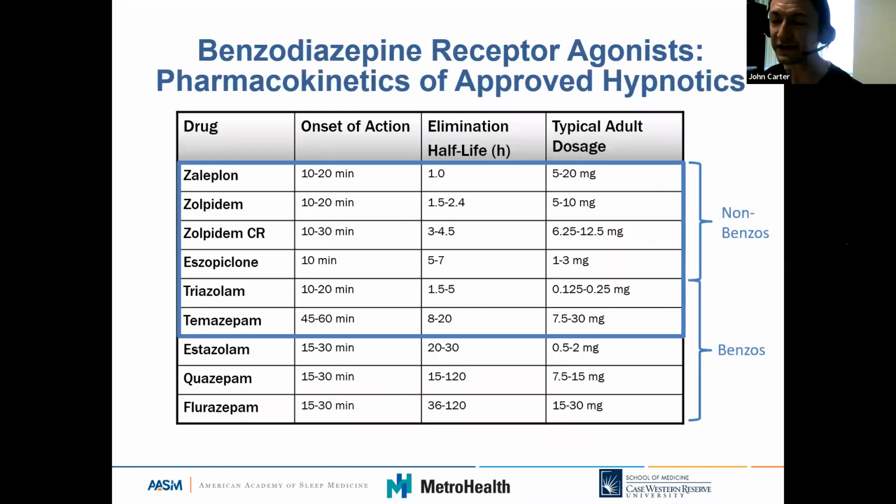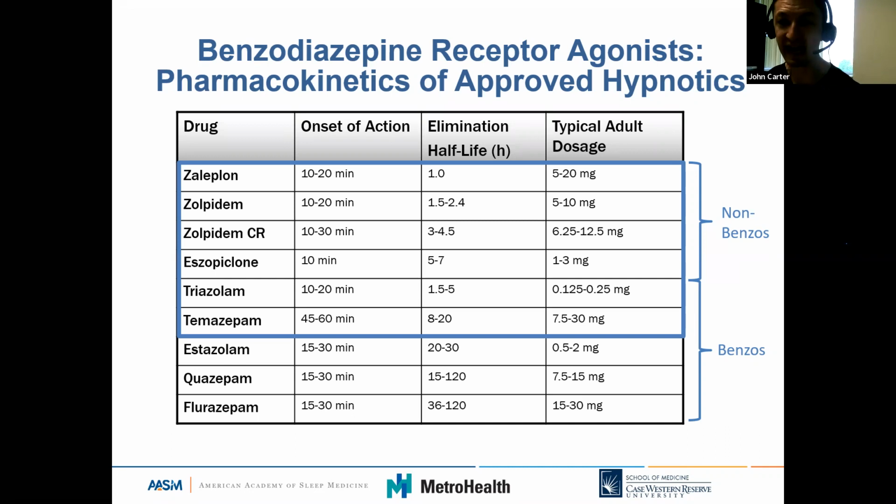Okay, this is probably a good slide to memorize, for your practice as well as for the purposes of the boards. What we're looking at here are benzodiazepines and non-benzodiazepine benzodiazepine receptor agonists, the so-called Z drugs. The important thing to be aware of is that these various medications have different times to onset. Most of them are in the 10 to 25 minute range, but some of them, temazepam, for example, take a good bit longer, up to an hour.